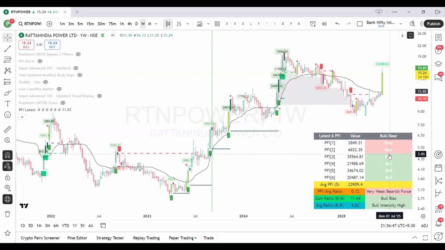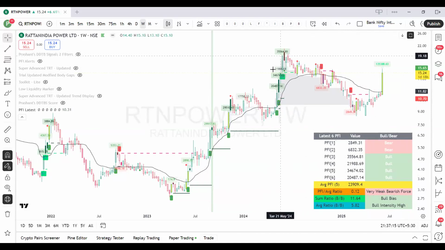So the last two were bear PFIs. Before that, there were 4 bull PFIs. And we can see how much the PFI ratio is. It is very weak bearish force. So this bearish force was there, but it was a very weak bearish force. I have given the interpretation in this box. We don't need to calculate everything. Everything is now visible here. Very weak bearish force. Now we have some ratio also.